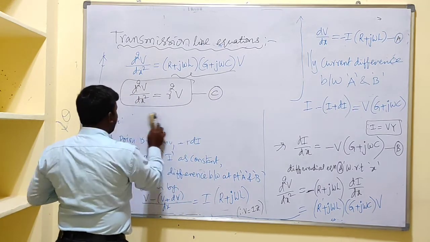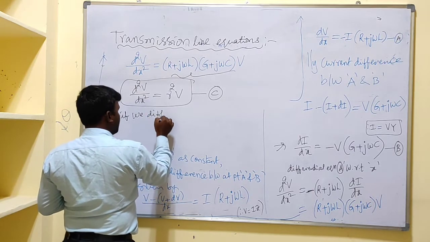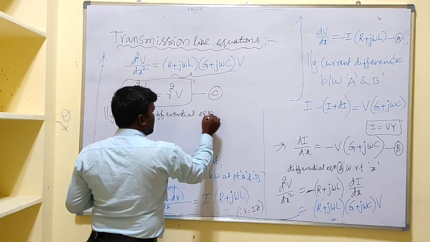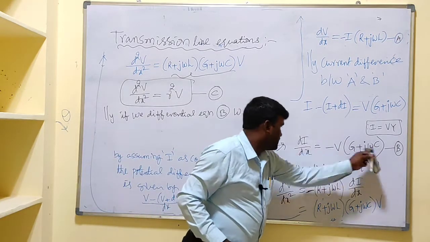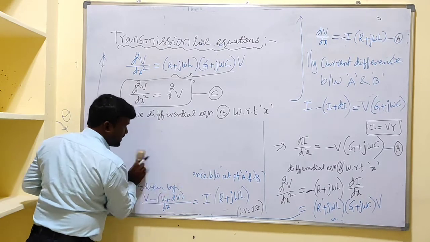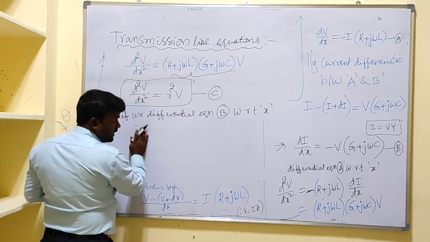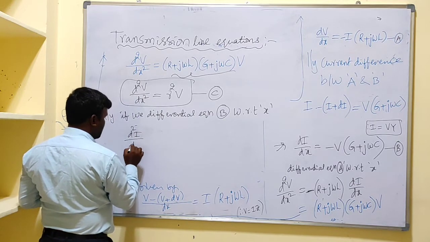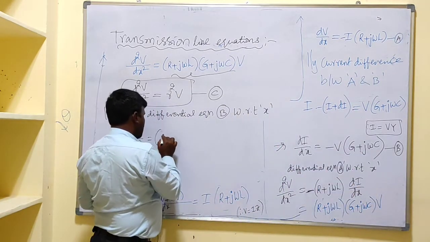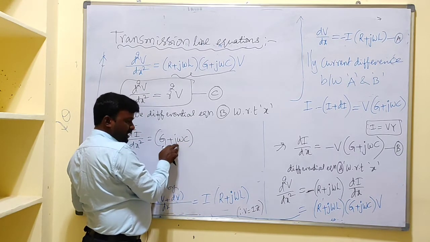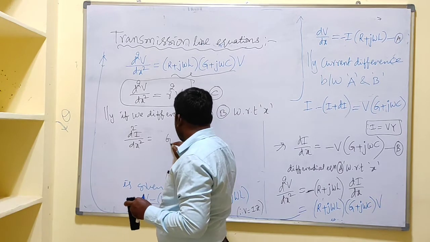Similarly, if we differentiate equation B with respect to x, what do we get? What is equation B? This one. That means dI/dx is differentiated with respect to x, so d/dx of dI/dx is d²I/dx². This one: d/dx of this means G and jωC are constants, because for the given frequency, jωC is also constant, and G is also constant for the given transmission line. And there exists G plus jωC.